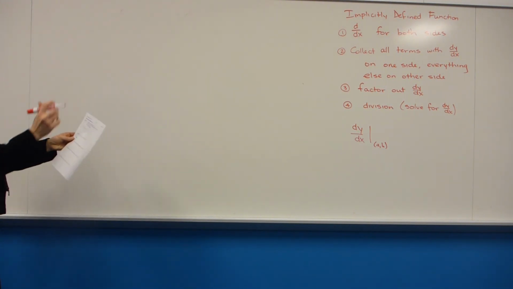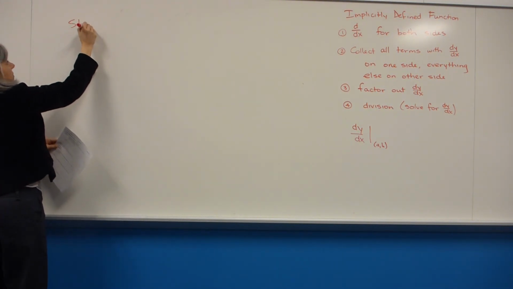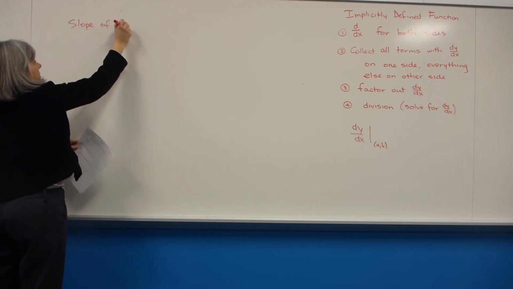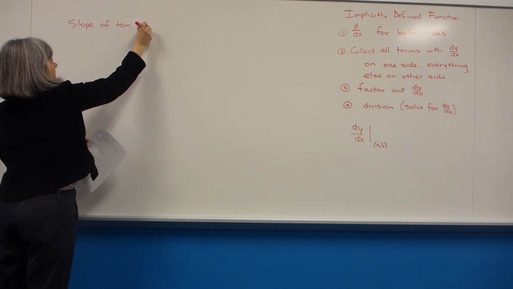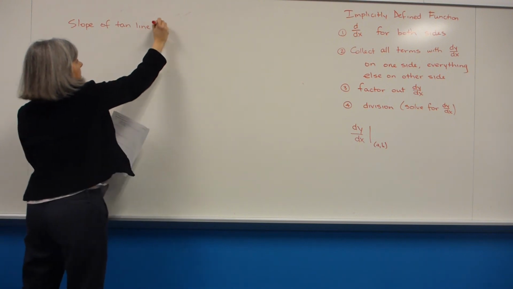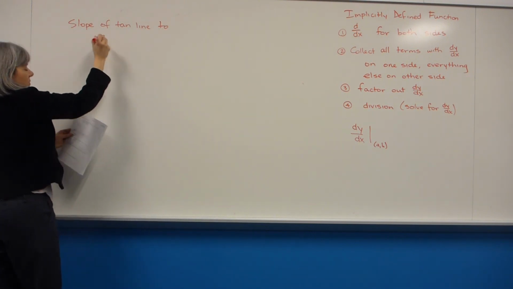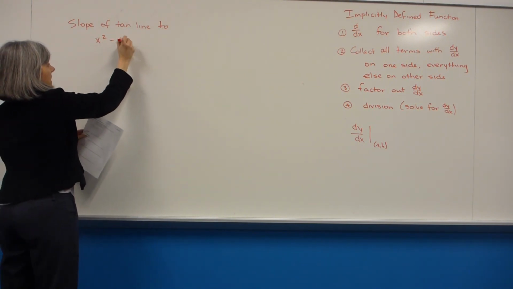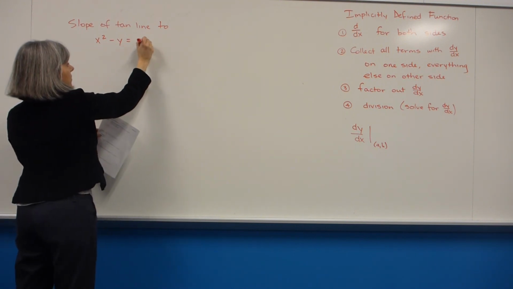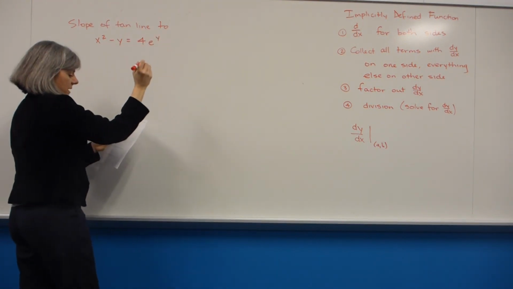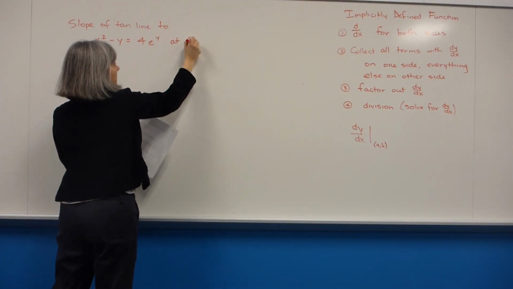All right, so here's one. Find the slope of the tangent line to the graph x squared minus y equals 4 e to the y at the point 2, 0.